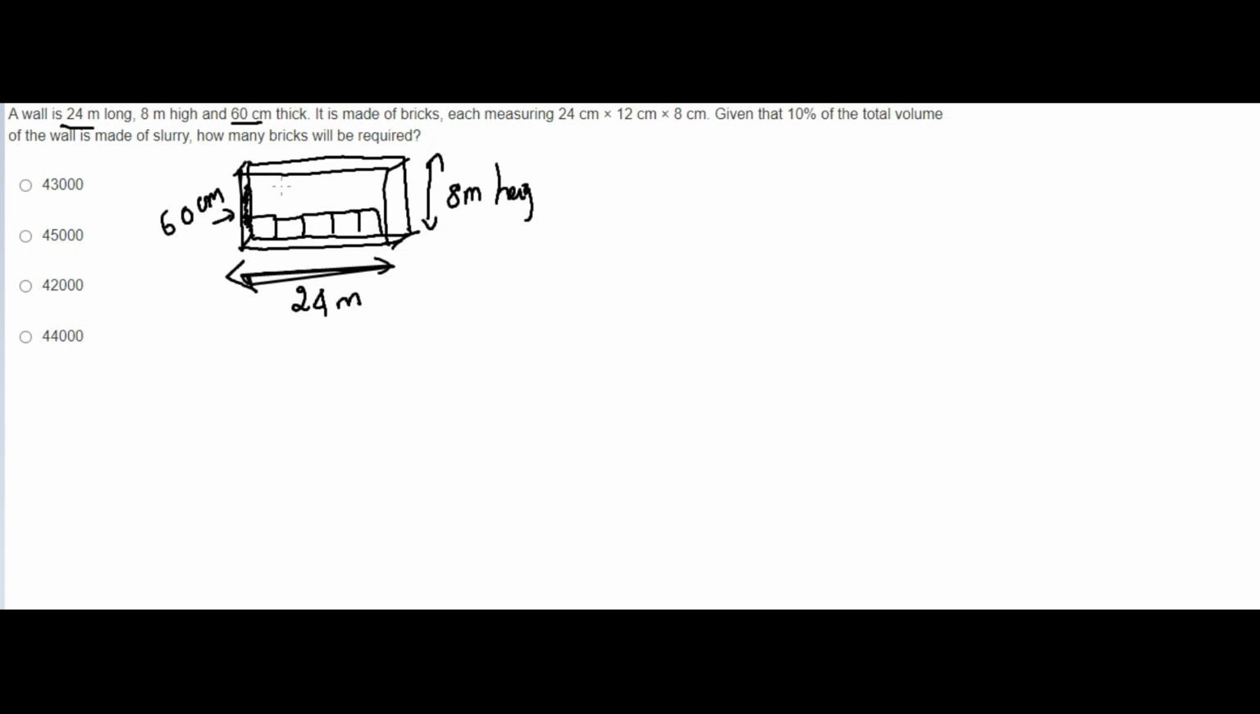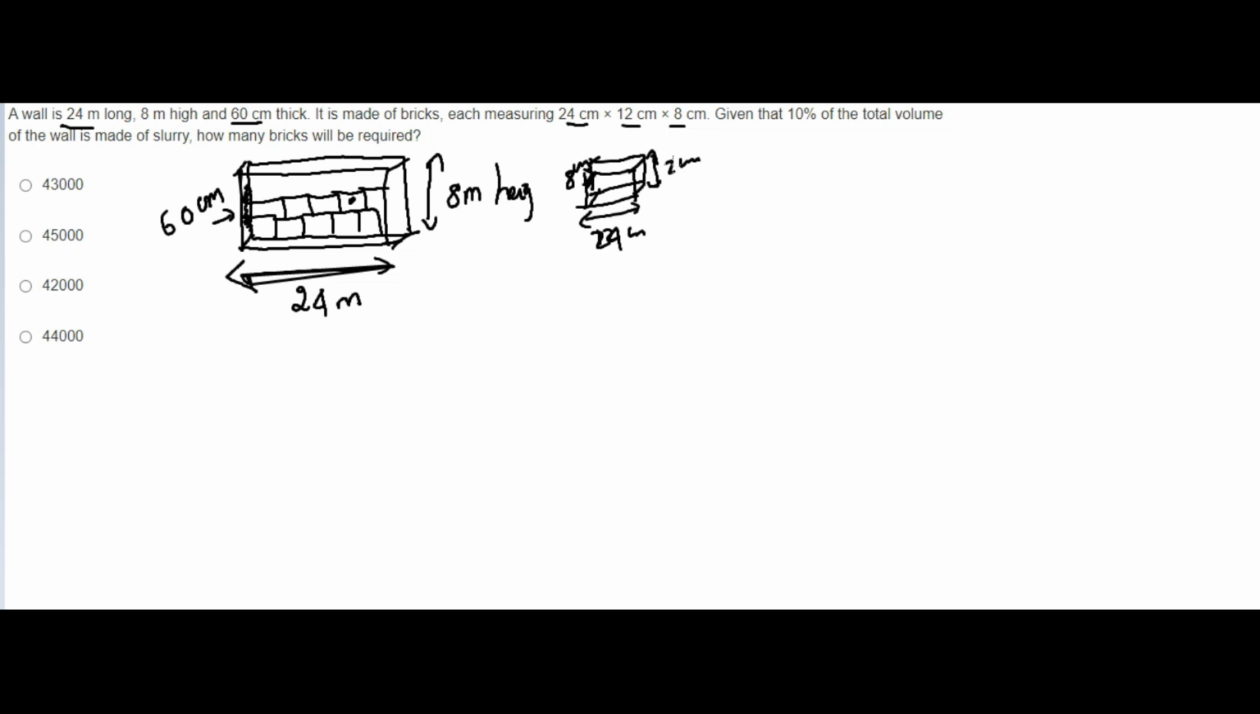Okay, you know the brick construction, right? Very simple. Each brick is like a cuboid. I just take one small brick, and what they say is the brick is 24 centimeters, 12, 8, like this. So the brick has a width of 24 centimeters, a height of 12 centimeters, and a thickness of 8 centimeters.